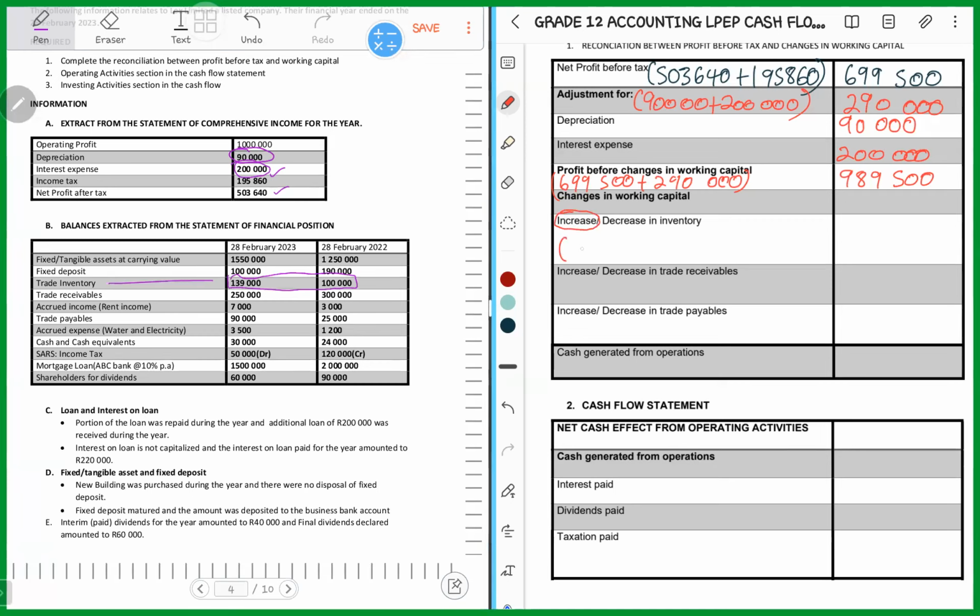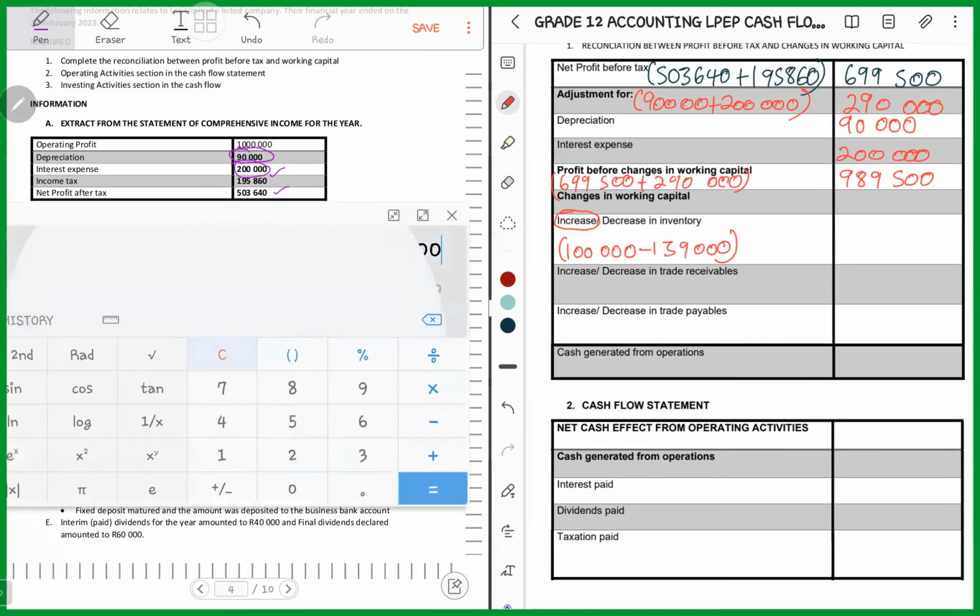So remember, this one we start from the previous to the current. So it will be 100,000. Then we're going to subtract 139,000. If it gives us a negative amount, then it is an outflow. So we're going to say 100,000, then we're going to subtract 139,000. That gives us an outflow of 39,000. So we're going to say outflow of 39,000.